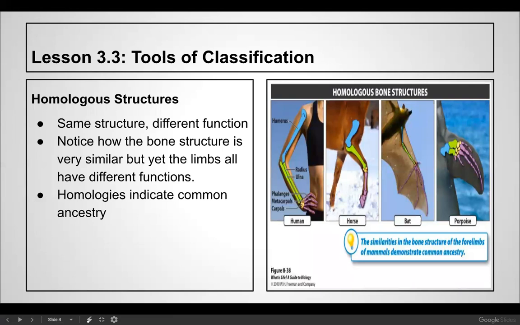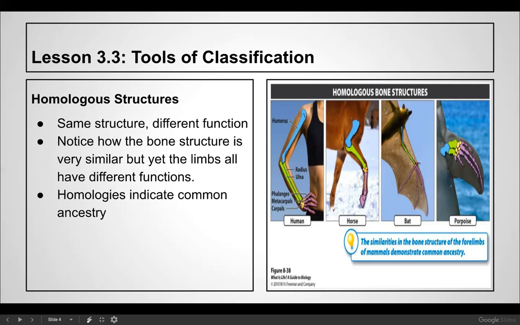Same structures. So if you look at the picture on the right, it's the best way to look at this particular term, right? Homologous structures. If you look at the human, the horse, the bat, and the porpoise, they all have three main, actually even four main areas that are similar, okay? If you look at the humerus, right, even though the size and shape might be a little bit different, it's still in the same basic location.